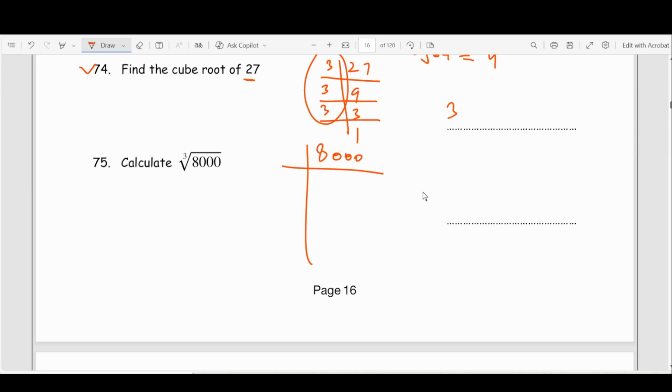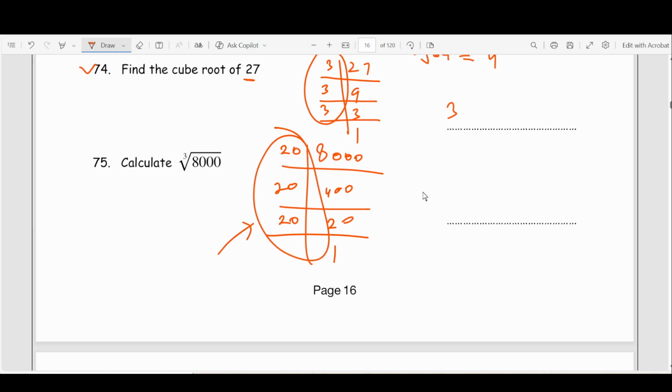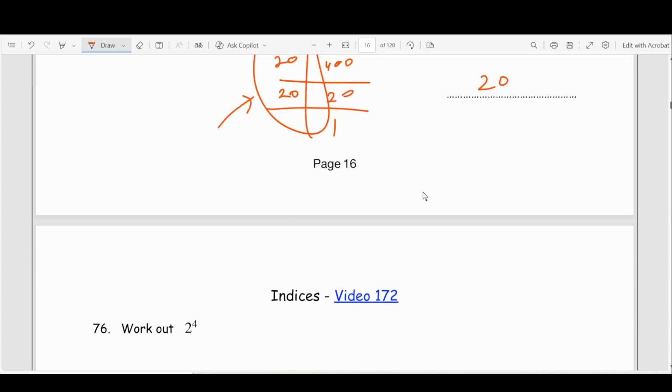Is it 20? 20, very good. That's correct. Yes, that's 20, okay? If you divide this by 20, you can see you get 400. Again, you divide 400 by 20, so you get 20, right? And you divide 20 by 20, which is 1. So we have a group of 20, a group of 3 numbers, which is the answer, okay?